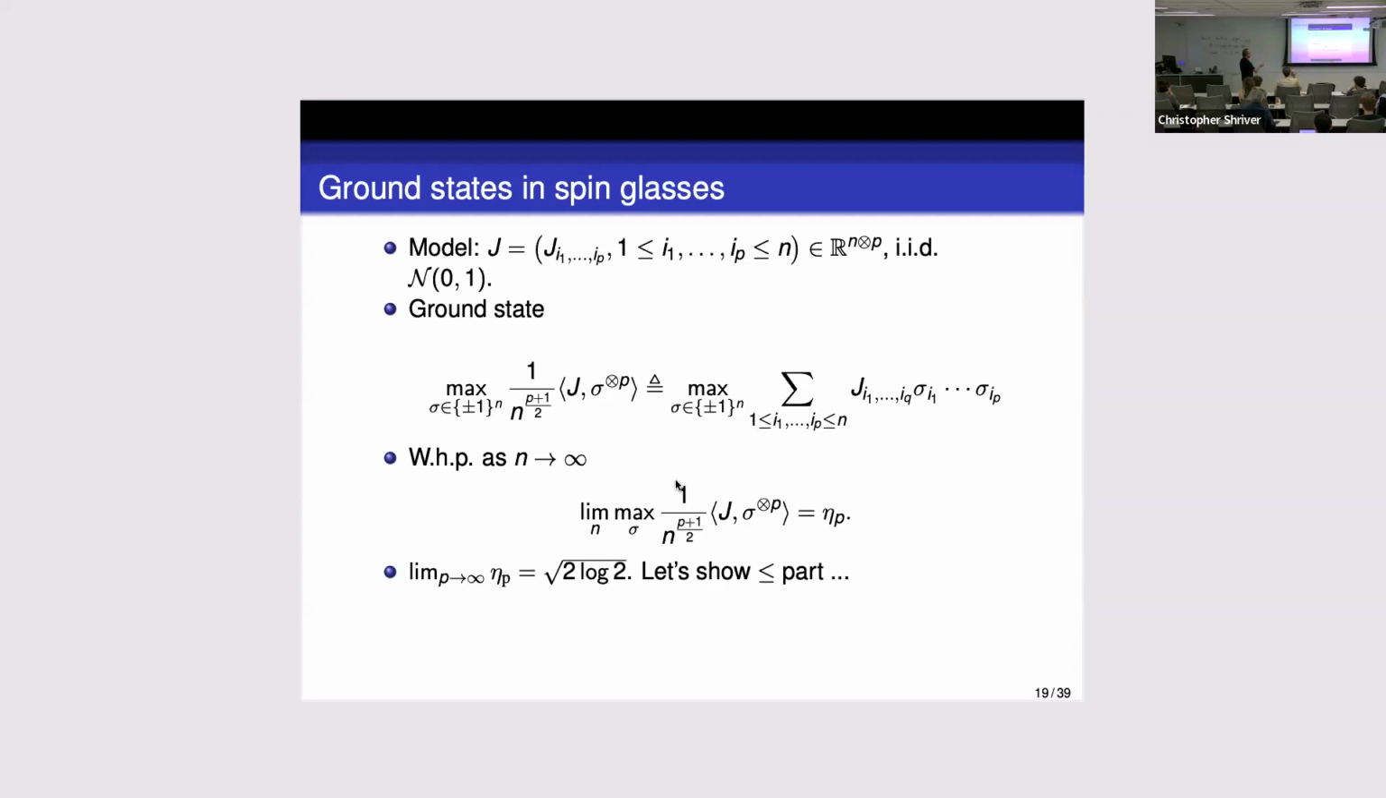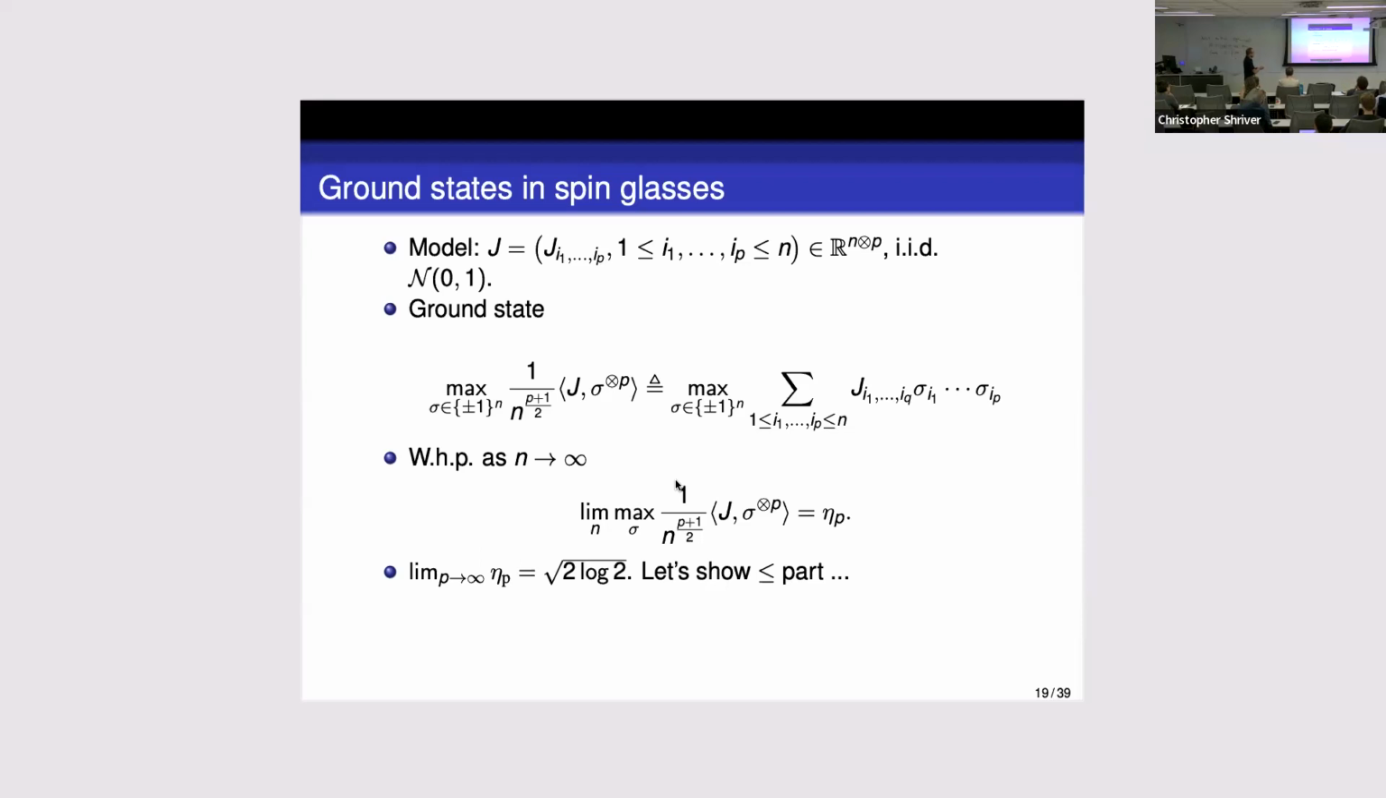We consider the following optimization problem. We optimize over the binary vectors, plus minus 1 to the power n. This is our optimization space. What's the value for each sigma? It's just the inner product of the tensor as a vector with the outer product of sigma with itself p times. Or put it differently, just look at the following sum of products: entries of the tensor and corresponding products of the sigmas. This is what's called the spin glass model. The maximum value of this is called the ground state.